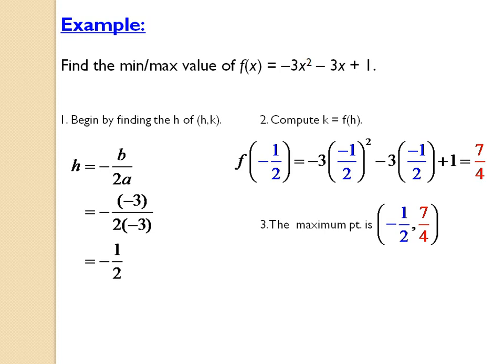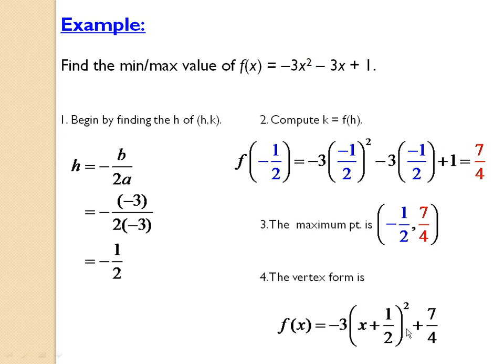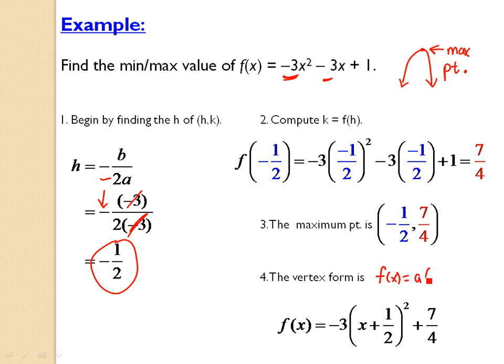This is also known as the vertex. And the vertex form, if you wanted to plug it back in, let me just remind you, the formula is f of x equals a times x minus h squared plus k. So if I plug this h in here, and I plug that 7/4 in here, and we already know that our a is negative 3 from the original problem, then we can just plug into that formula and we can get this standard vertex form here. Let's move on.